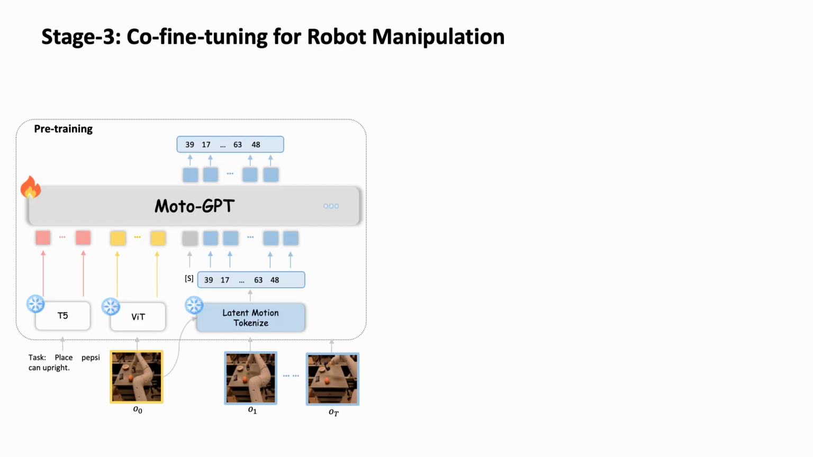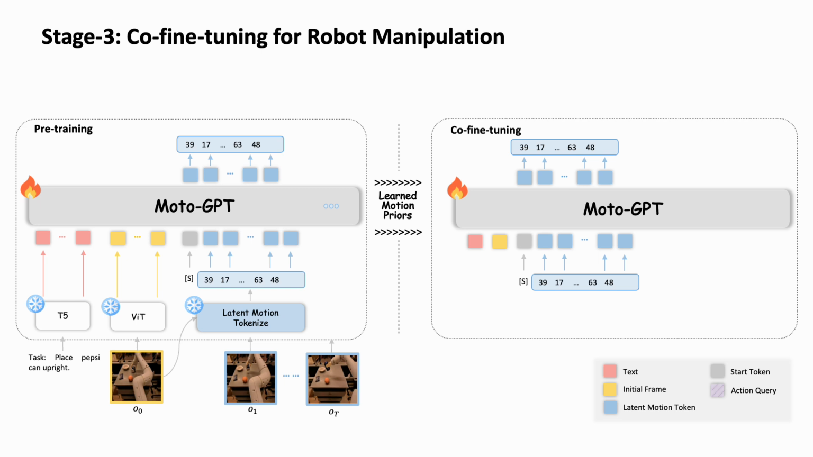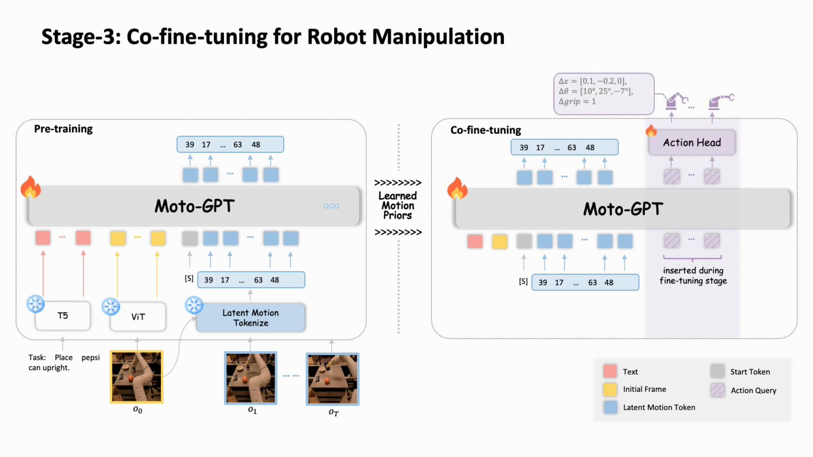In the third stage, we co-fine-tune the model to predict both latent motion tokens and real robot actions. We insert new special action query tokens to the model's input. The output features of these tokens are mapped to continuous robot action space with an additional action head. In this way, we seamlessly transfer the learned motion priors from latent motion tokens to precise robot control.